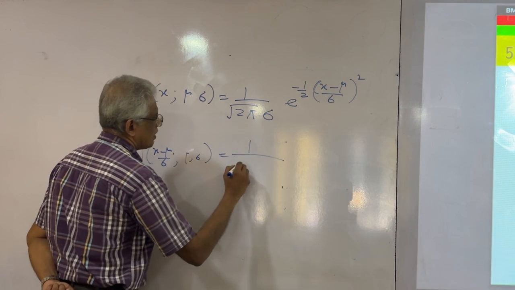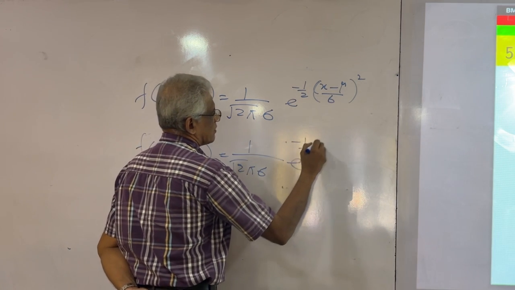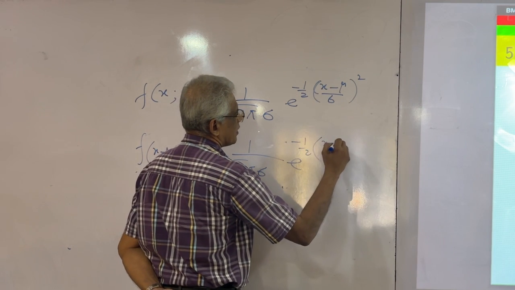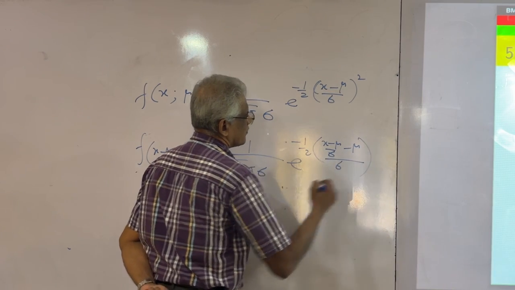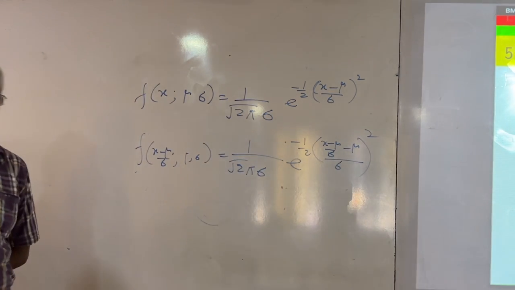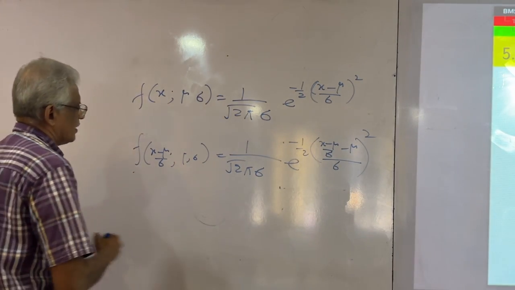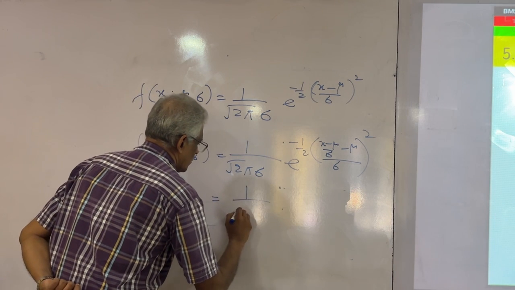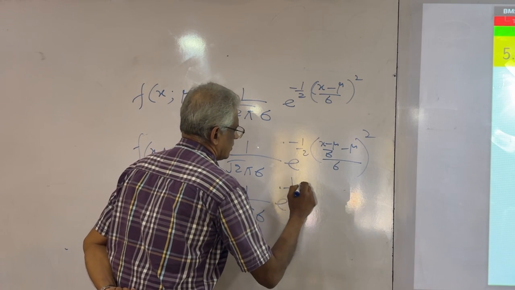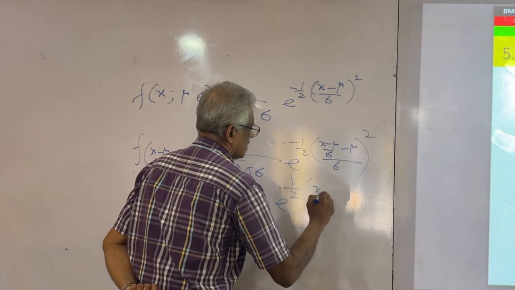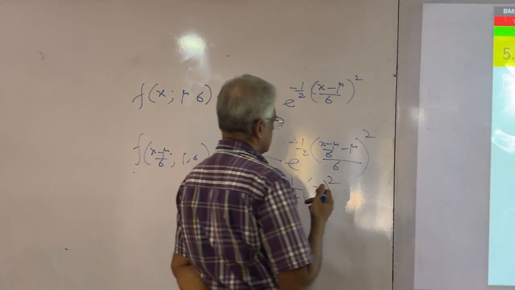So what is the formula? Root 2 pi sigma will still be there. So e to the power minus half. Now x will be replaced by x minus mu over sigma, and then divided by sigma squared. That will be the formula for the density of the standard units. It's going to be standard normal, and then you can show that it is equal to 1 over root 2 pi sigma e to the power minus half, and this will be just x squared. Isn't it?